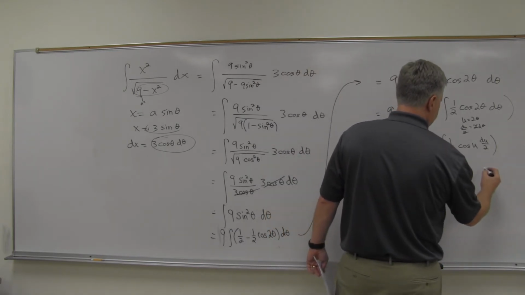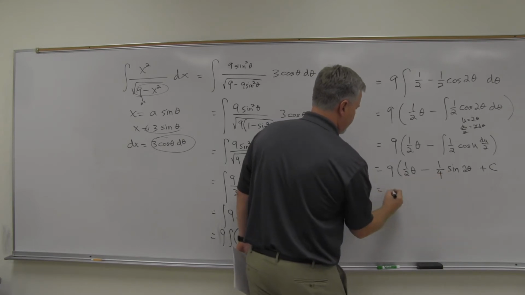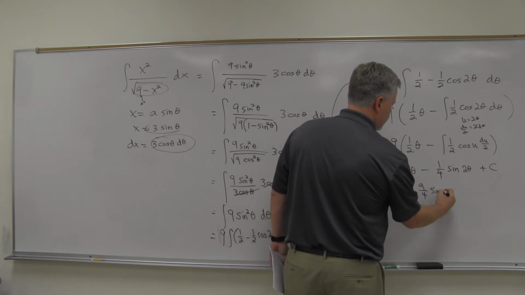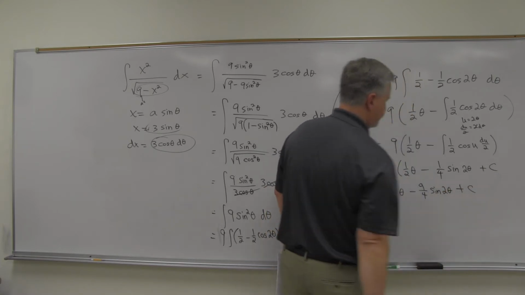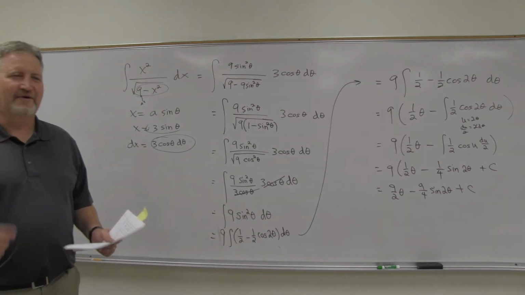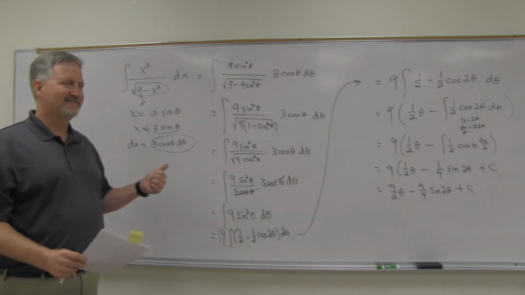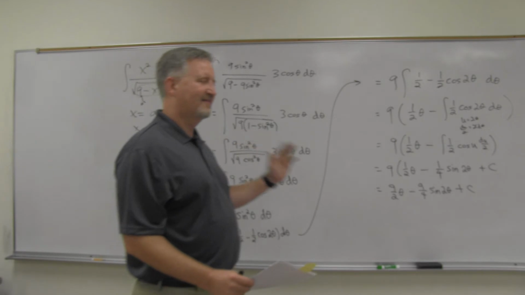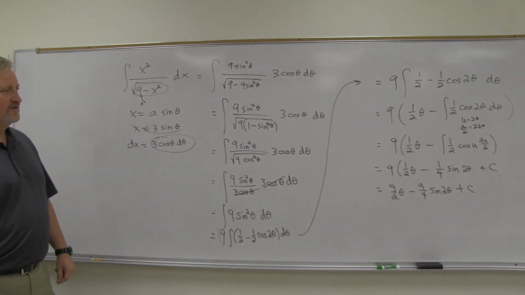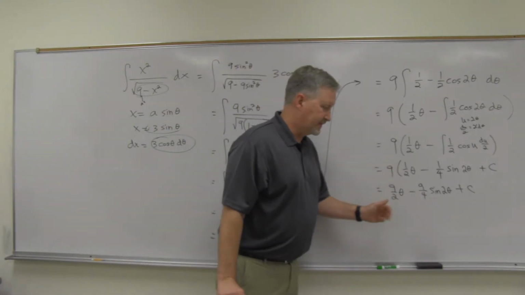And then we got, of course, the plus c. And let's go ahead and throw our 9 back in. So it'll be 9/2 theta minus 9/4 sine of 2 theta plus c. Okay, well, we've done the integral. The only problem is that's in theta. We started in x, and usually if they start with x, they want you to finish in x. So there's just a little more work after we actually get the integral done.